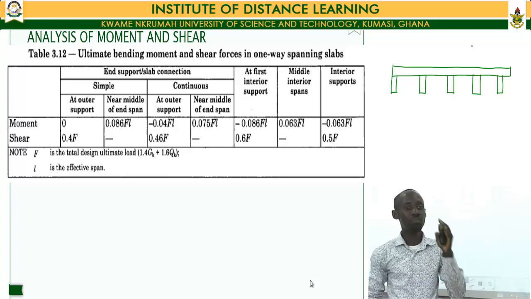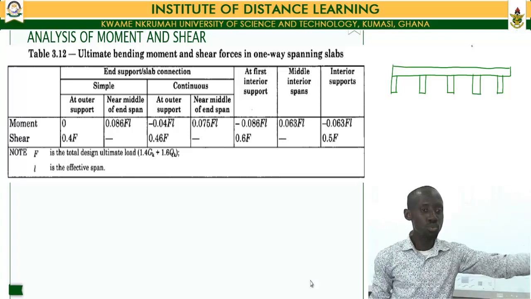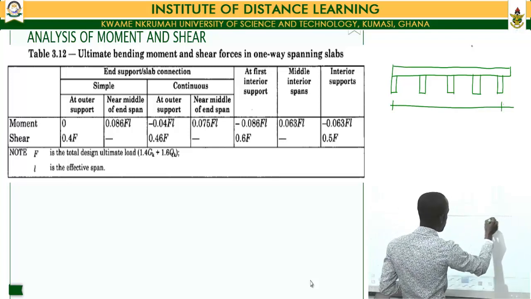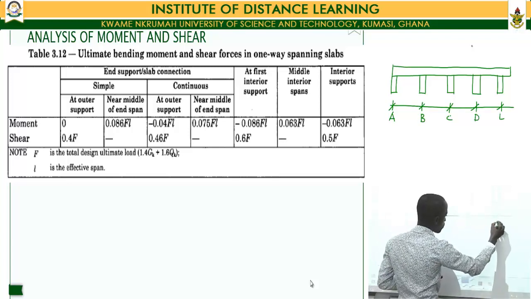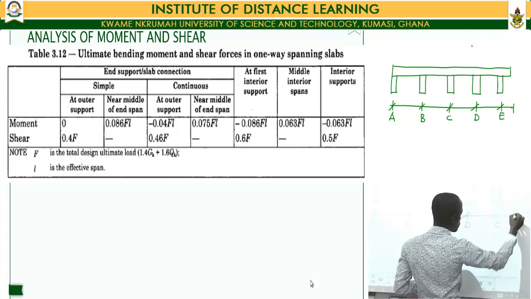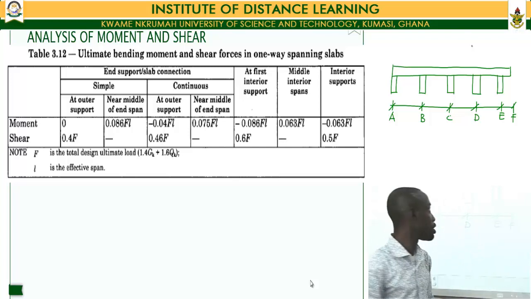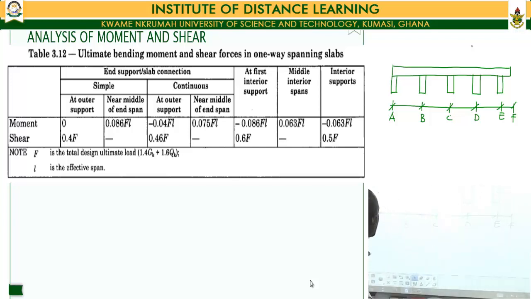The simple support is where the slab terminates on the support point and doesn't continue beyond the support point. If we look at the illustration that we have on the board, it is a slab being carried by 1, 2, 3, 4, 5 beams. When we consider the end condition at A, you realize that the slab ends exactly on the support point A. So in that condition, the slab has a simple connection at end support A.